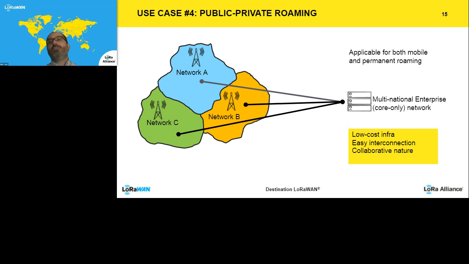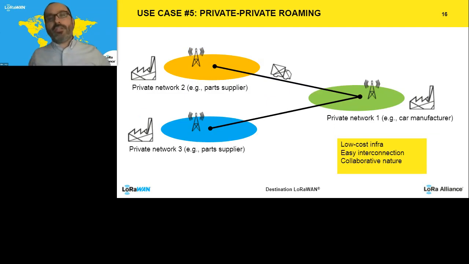And obviously, the collaborative nature of our ecosystem makes it pretty practical for this kind of roaming to be set up among the public operators and the private networks as well. And then, with the same token, we can set up private-to-private roaming as well. Here's an example. Imagine there's a car manufacturer working with parts suppliers in various countries. Each one of these locations can have their own private network using gateways that are built to provide connectivity for their own assets.